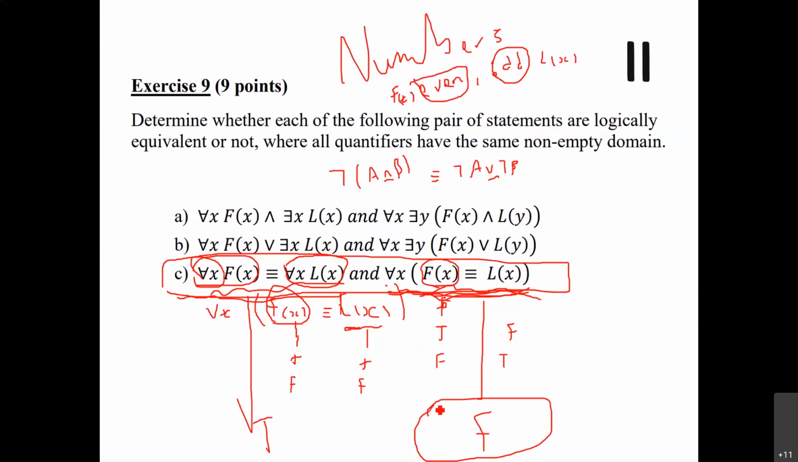What about the left side? For every x f of x, this is false. Not every x is going to be even. Some are going to be odd, some even, so this makes it false. Same for every x L of x. Not every x is going to be odd, some even, some odd, so it's also false. So they're equivalent. This whole thing is false, this whole thing is false. False is equivalent to false, so it's going to be true. So we came up with a counterexample that made the left side true and the right side false.